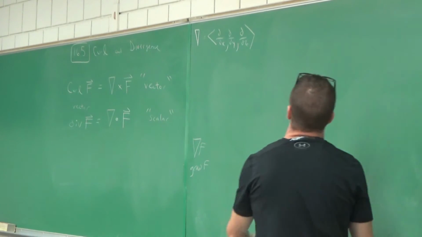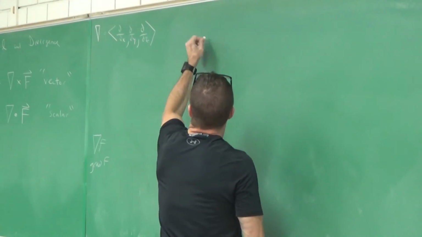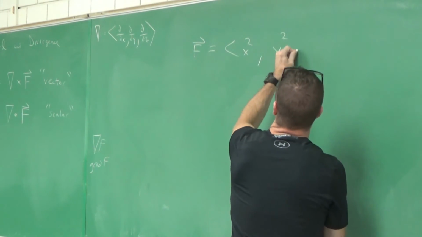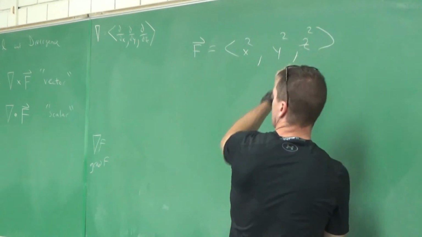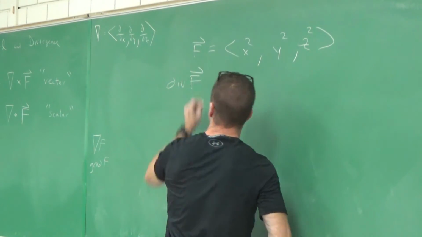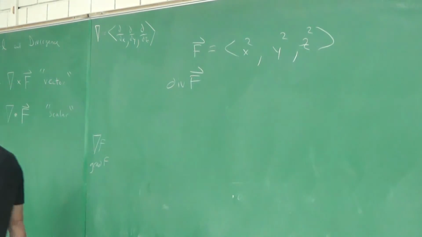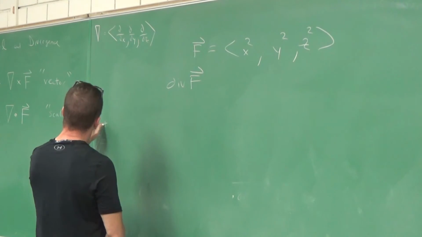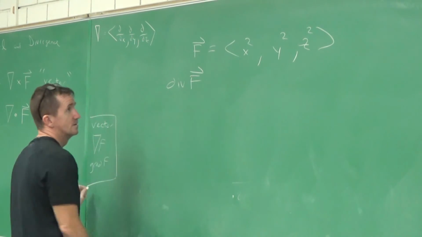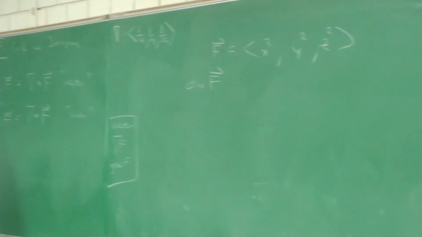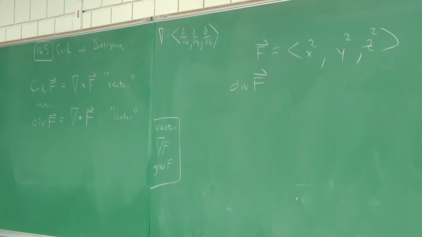So, let's try it. I'm going to use something similar that we saw earlier today. When you find the divergence of that vector field, remember, these are vectors, a dot product with a vector, you get a scalar function. I'll let you try it.